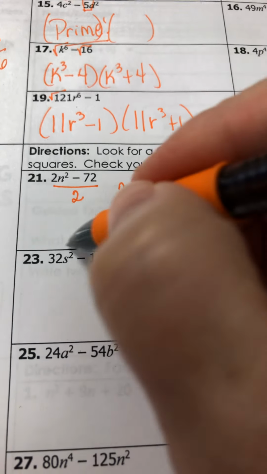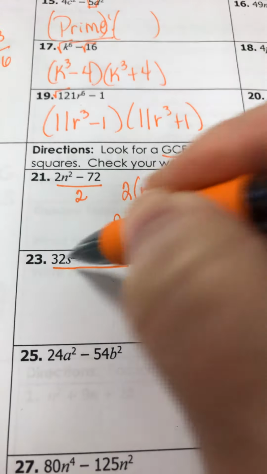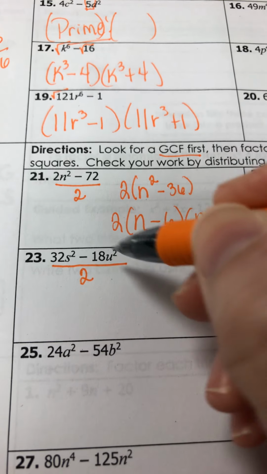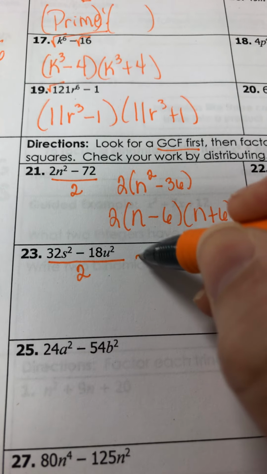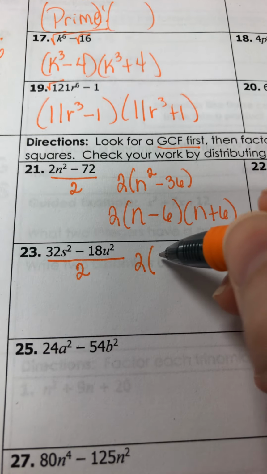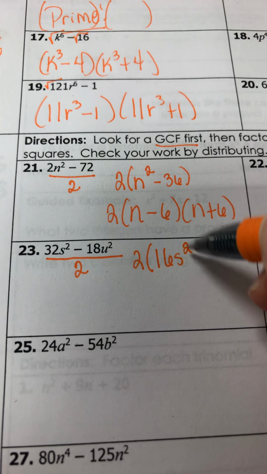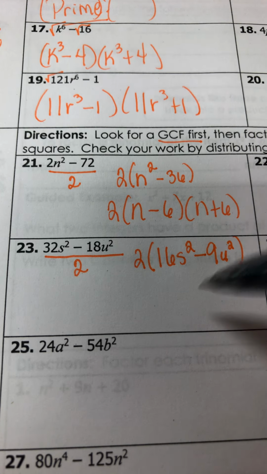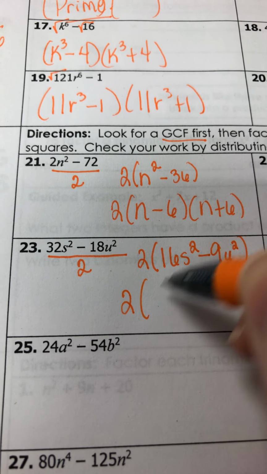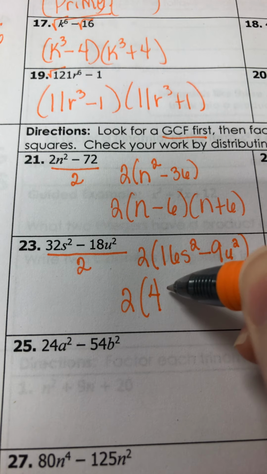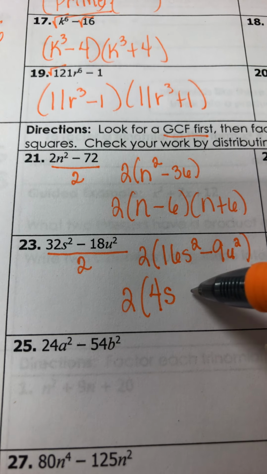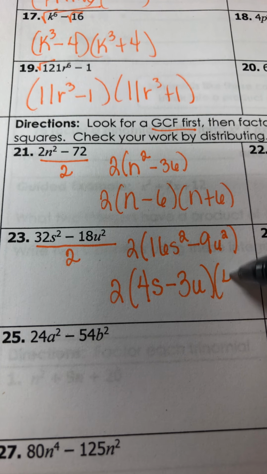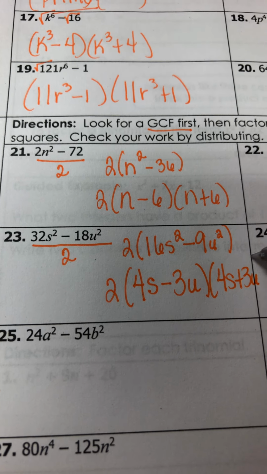Okay, now looking at number 23, 32 and 18 have a GCF of 2. They don't share a variable, so you can't take out a variable. So we have 2 times 32 divided by 2 is 16. Negative 18 divided by 2 is negative 9. And look, a difference of 2 squares. The square root of 16 is 4. The square root of s squared is s. The square root of 9 is 3. The square root of u squared is u. Make one of them a minus and one of them a plus. And you're done.